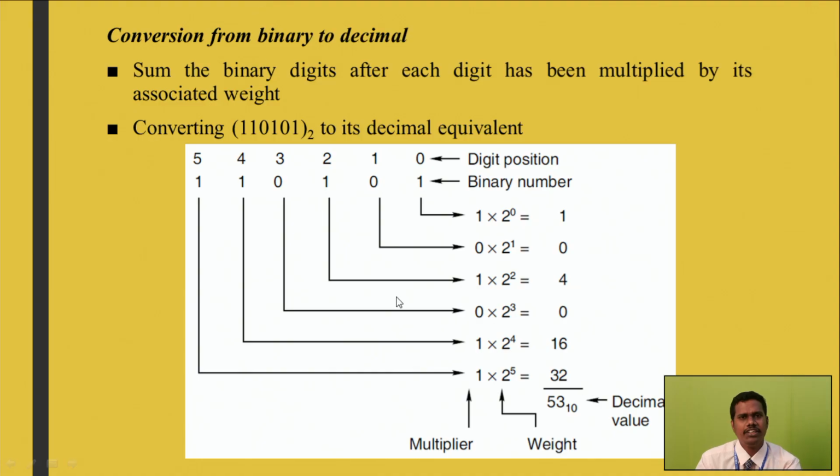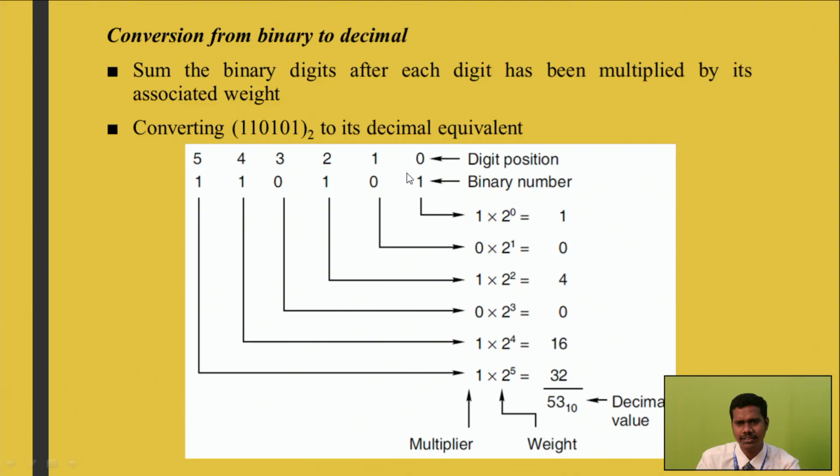Next we are going to see the conversion from binary to decimal. Here we are going to see it only for whole numbers. We are going to convert a binary number given as 110101, represented using the base value 2, into a decimal number. For the binary to decimal conversion, we are going to multiply each digit using the associated weight.